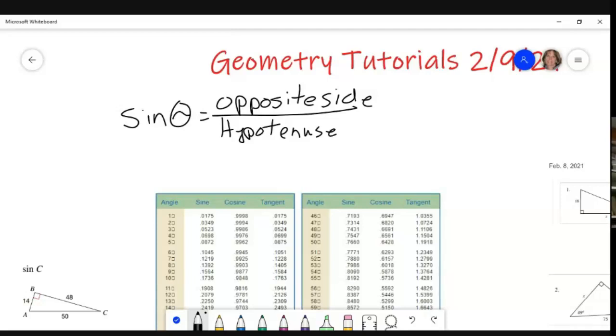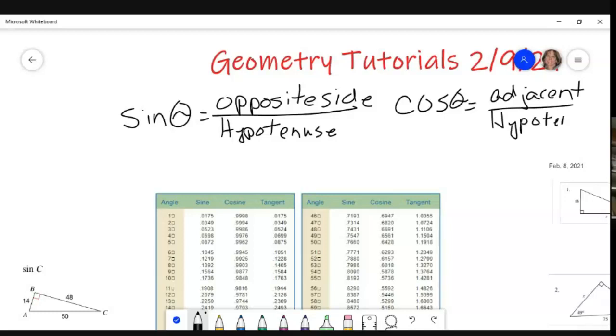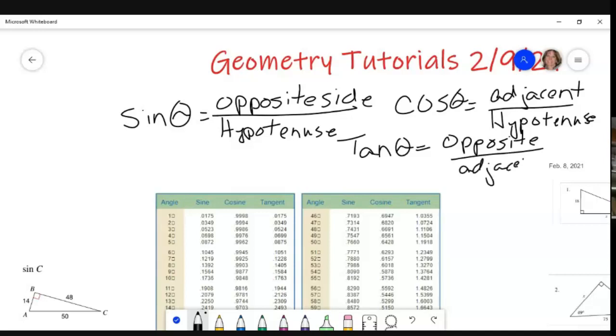We also have cosine, which is the adjacent side over the hypotenuse. And then, of course, the tangent of theta, which is the opposite side over the adjacent side. Okay.